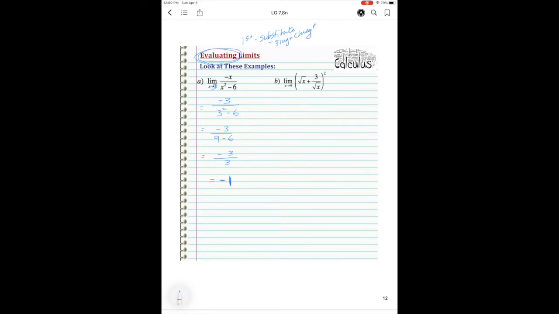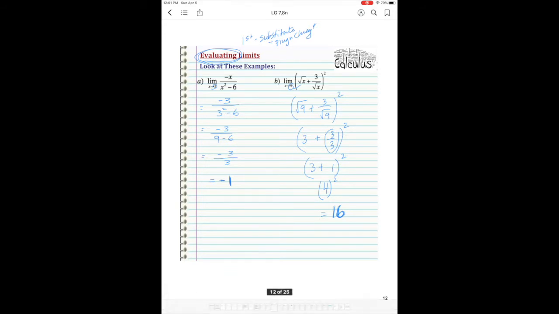Okay, B now. We are going to plug in 9 into these. So plug and chug. Okay, we plugged. Now let's chug. So this is 3, and then 3 over 3, and we know this equals 1. And that's 4. So we get an answer of 16. Okay, so that's the plug and chug.